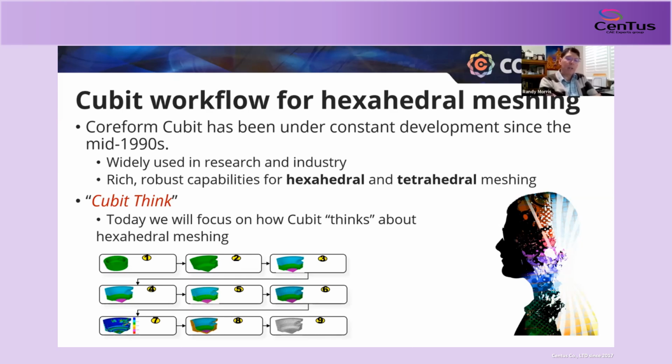Cubit think. That's a little term we've coined. There's a lot of really good meshers out there in the world. A lot of you use other meshers. We like to think Cubit can be used just about anywhere. We've had a lot of success with it. It's very strong in some domains, probably not as strong in some other domains. But regardless, there's a workflow that we use in Cubit that might be slightly different than workflows you're used to. So really the purpose of this webinar is to talk about that workflow. And we call it Cubit Think.